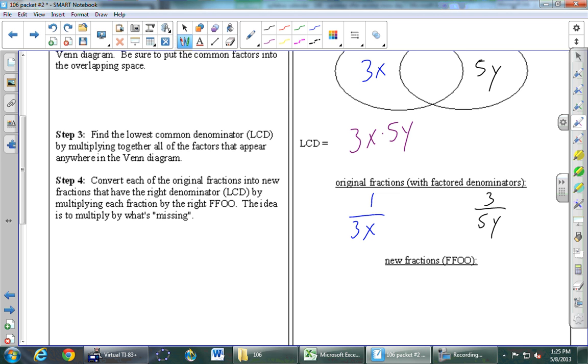That's just copied. But now I need to build the lowest common denominator, which is there in purple. 3x times 5y. This fraction currently has a 3x. What's missing? 5y. So then over here, I'm going to multiply by a 5y right down there. But I can't do that without putting what upstairs? 5y. See if you can multiply the other thing by a different fraction, the right fraction.